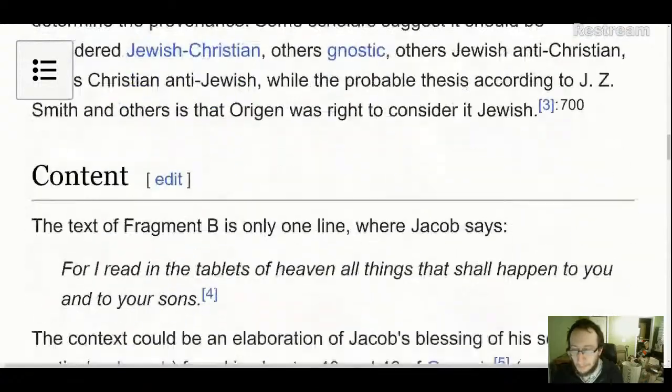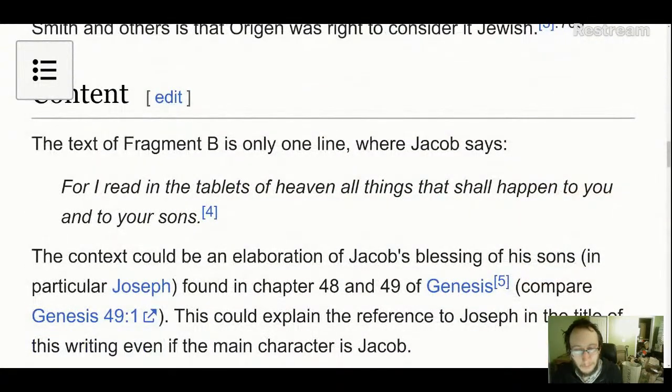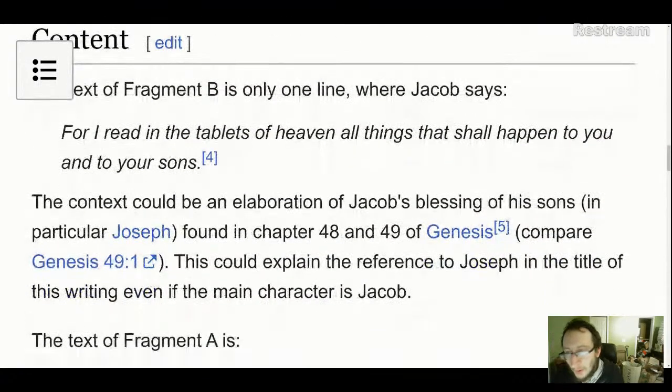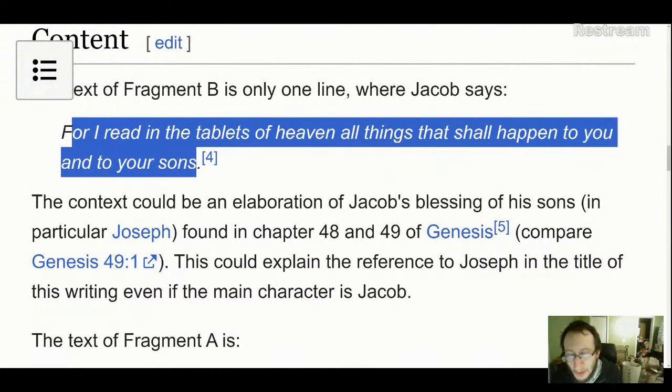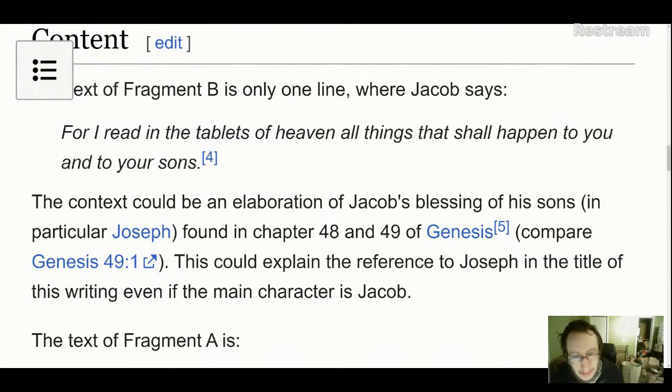One of the quotes says, "I read in the tablets of heaven all things that shall happen to you and to your sons." So Jacob had a vision of what would happen to your sons. But who's your sons? So Jacob is talking to someone, but it's not clear who here.